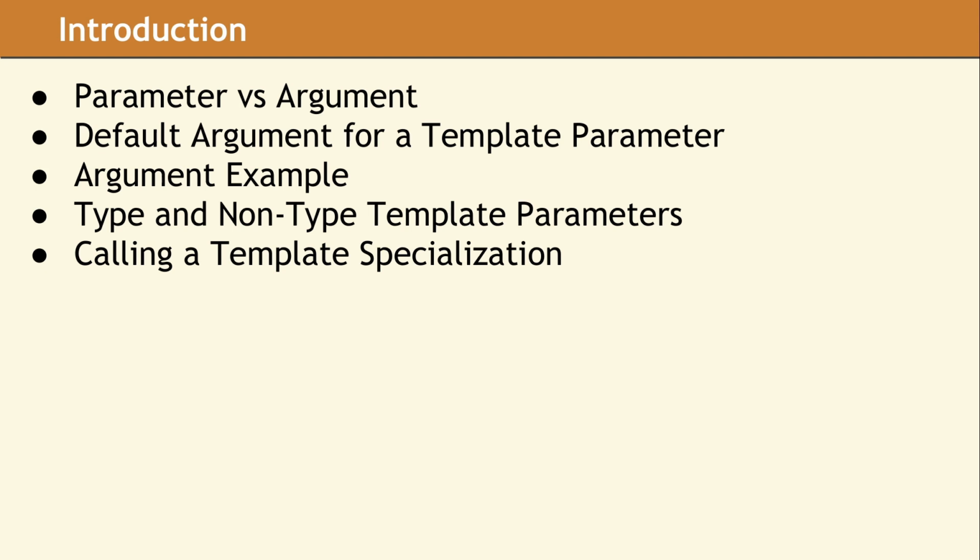The rules for where a default argument can appear in a template declaration were not as obvious as we originally thought. There are some interesting corner cases, and we will show this in our examples. Any discussion about template parameters needs to include information about non-type template parameters. The term non-type is a bit odd, and we will explain what it means. In our last example, we will pull everything together with a template specialization.